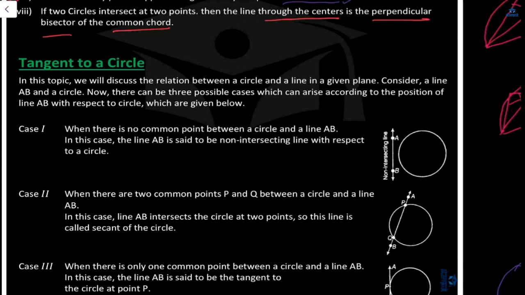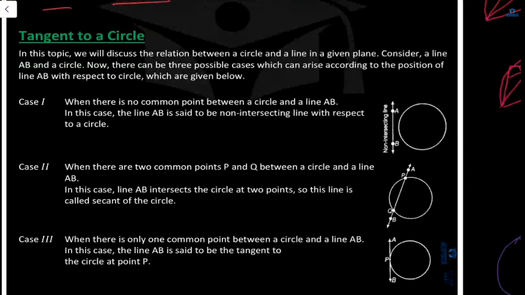To explain it, I have the conditions. See, if a line is drawn outside a circle, that is a non-intersecting line, which doesn't intersect the circle at any point. If a line touches the circle at 2 points, then this line is called the secant of the circle. What is it called? Secant of the circle. In this figure, PQ is a chord, but since it is extended to A and B on both sides, AB is a secant of the circle.